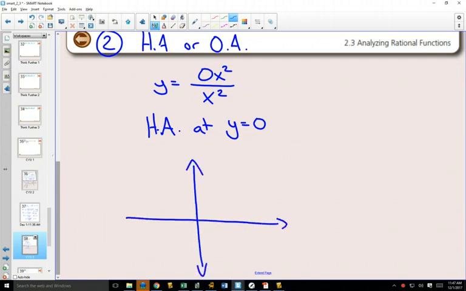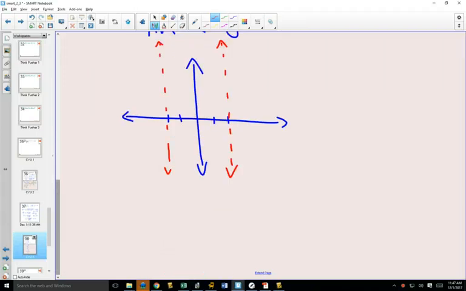At this point, we're going to start to graph based on what we already know. We know that we have asymptotes at x equals -2 and x equals 2. And we have a horizontal asymptote at y equals 0.